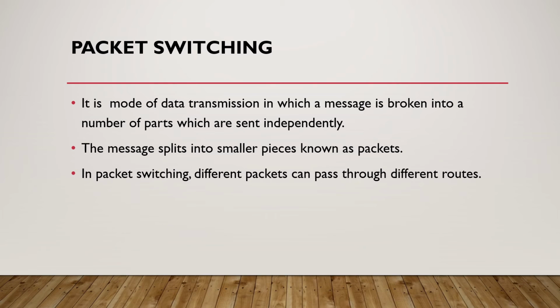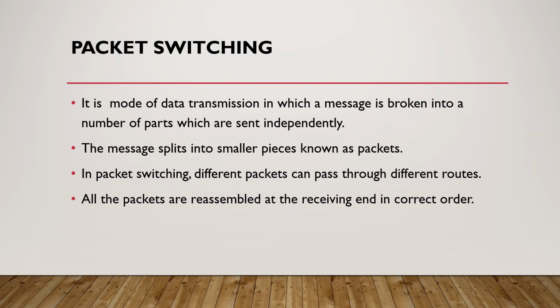In packet switching, different packets can pass through different routes. Packets will travel across the network taking the shortest path if possible. All the packets are reassembled at the receiving end in the correct order. If any packet is missing or corrupted, then a request will be sent to resend the message. If the packets arrive in the correct order, then an acknowledgement message will be sent from destination to sender.